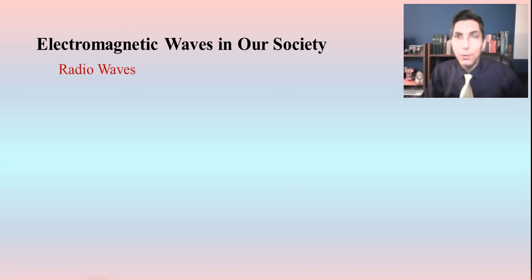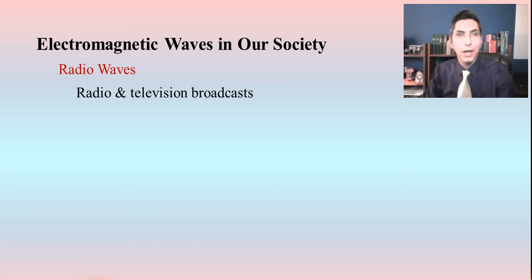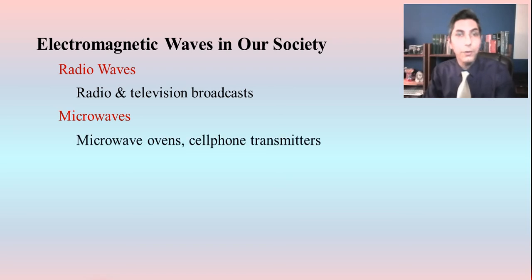We can think about radio waves and how those are used. They're, of course, used in radio broadcasts and television broadcasts as well. We can think about microwaves. We know that they're used for cooking, of course, in microwave ovens, but microwaves are also used in your cell phones. If you have a cell phone, it is able to communicate with the cell phone tower by a little transmitter in your cell phone. Basically, it's a glorified radio transmitter, which operates in the microwave band of the electromagnetic spectrum.